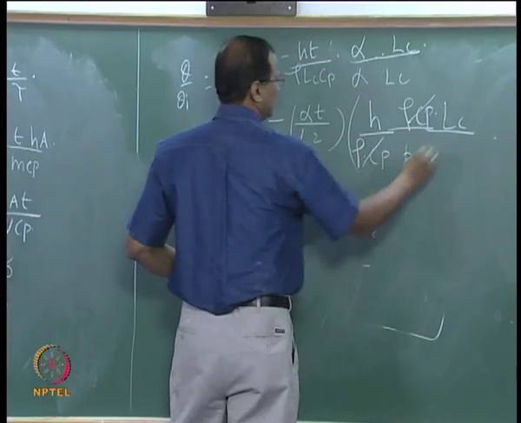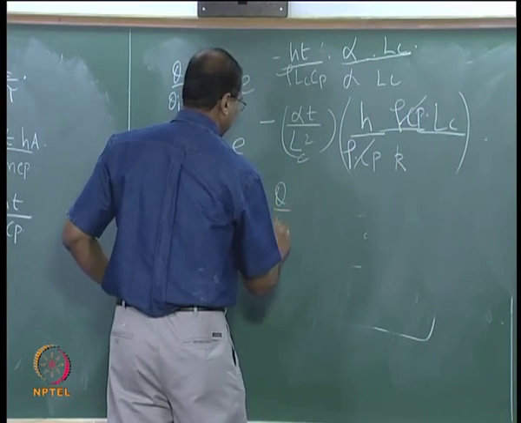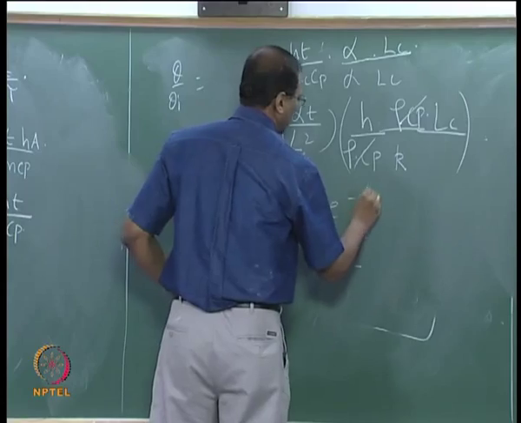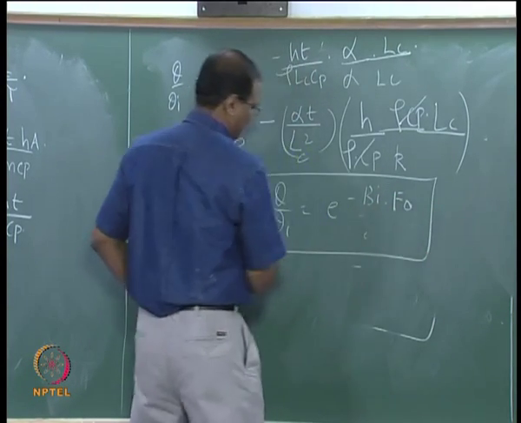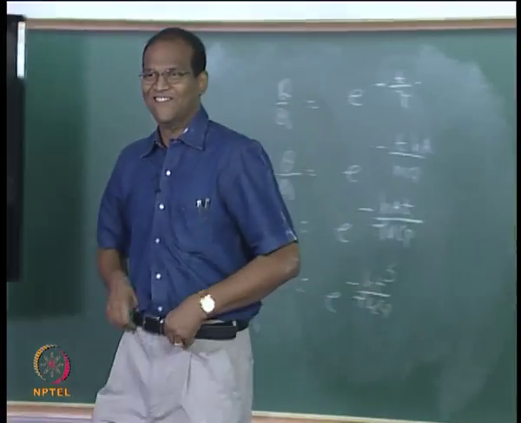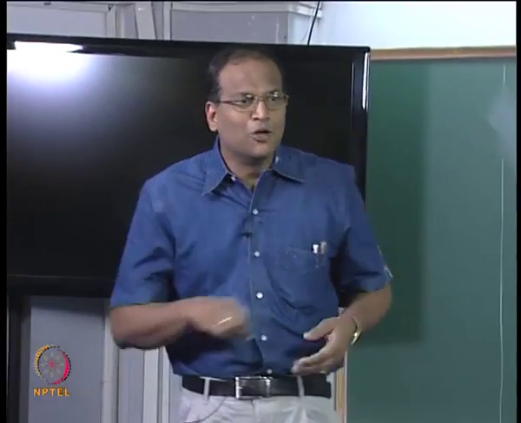What is this? So theta by theta i is e to the power of minus Biot number into Fourier number. I am saved. That is the way it should be.